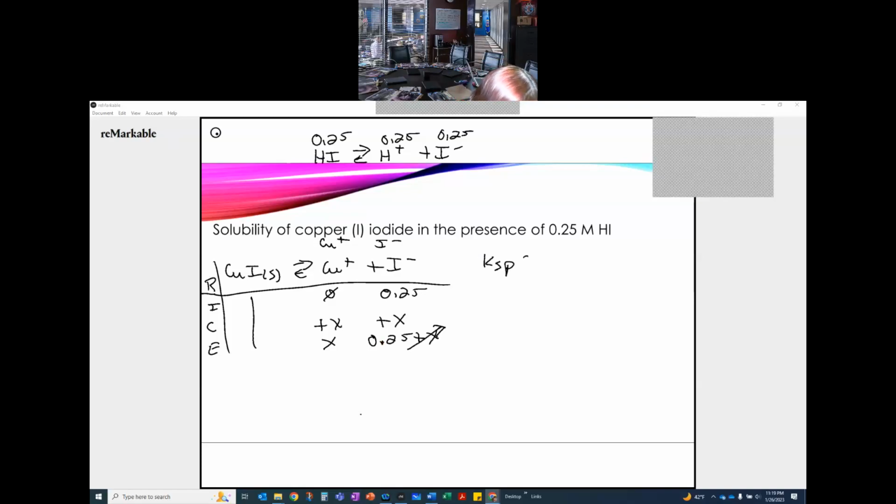That means my KSP is equal to the Cu plus times the I minus. And if I look at my solubility product constants on page 8, I see copper 1 iodide, CuI, is 5.1 times 10 to the minus 12. 5.1 times 10 to the minus 12 is equal to X times 0.25. And so X is going to be equal to 5.1 EE to the negative 12 divided by 0.25. And that gives me 2.04 times 10 to the minus 11th.